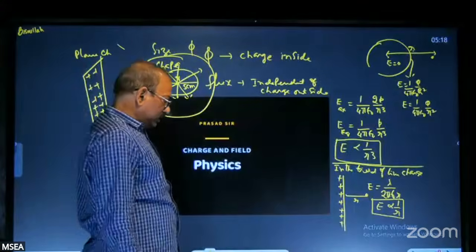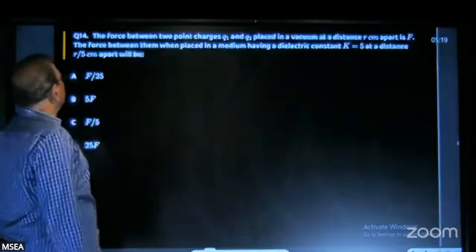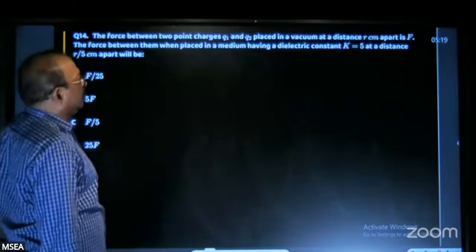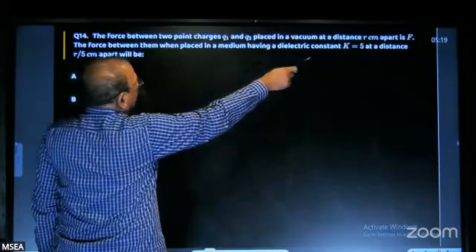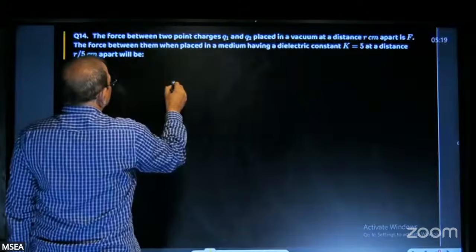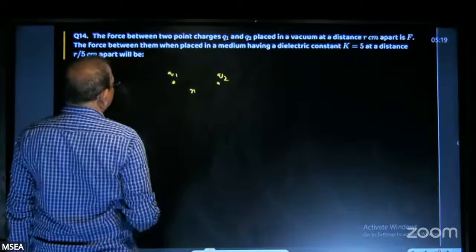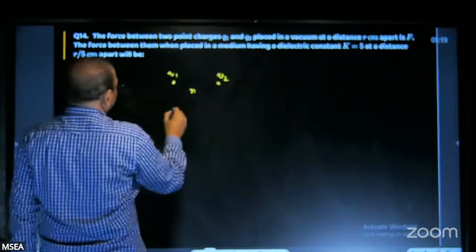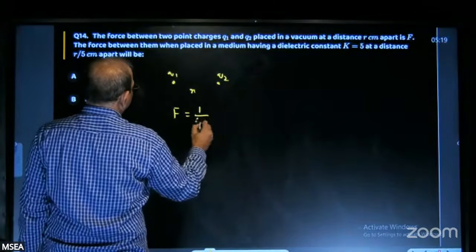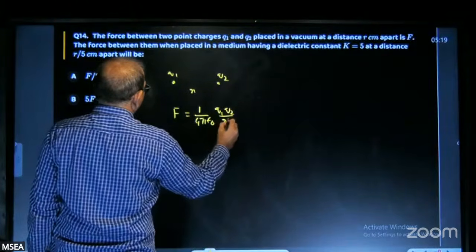Now let us start some problems. See this first problem, this is based on Coulomb's law. Force between 2 point charges in vacuum at a distance r is F. So there are 2 point charges separated by a distance r in vacuum, and the force exerted by them on one another is F. Means this F is 1 by 4 pi epsilon naught Q1 Q2 by r square.